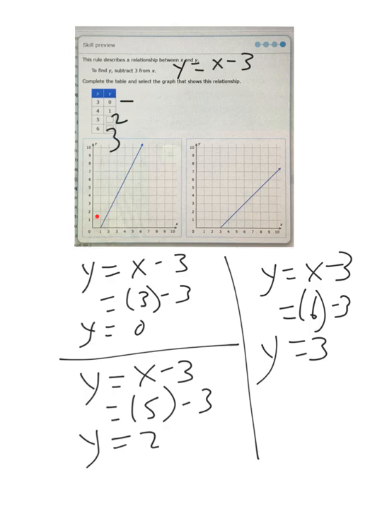3 and 0. No, doesn't look like this one. It's going to be this one, isn't it? 3 and 0. 4 and 1. 5 and 2. 6 and 3. Yes, obviously, it's this one.